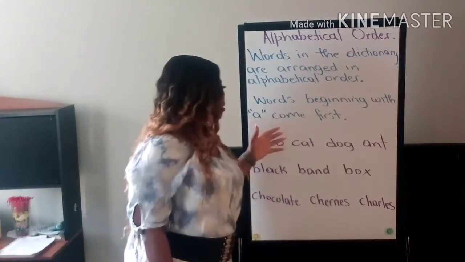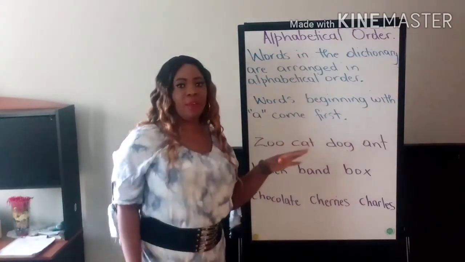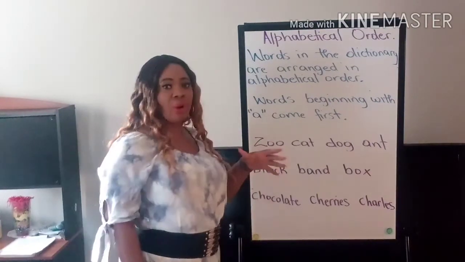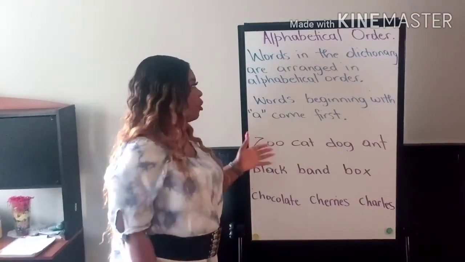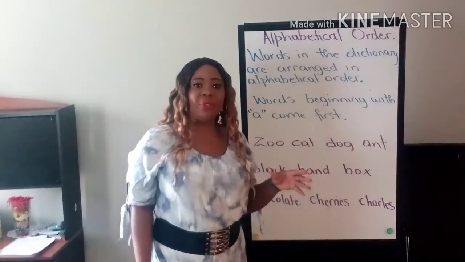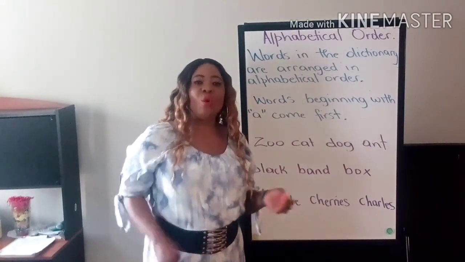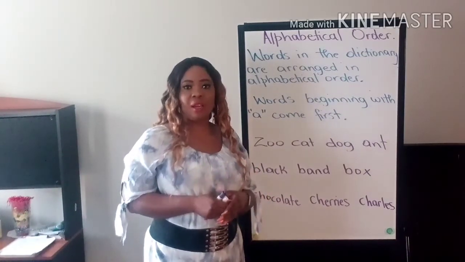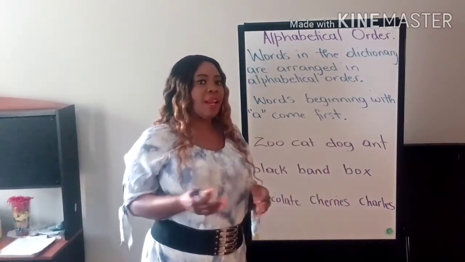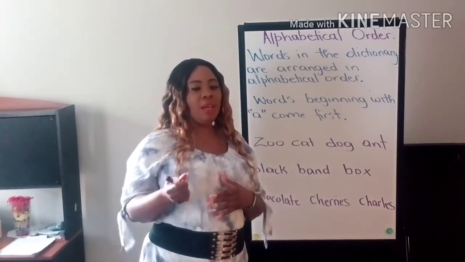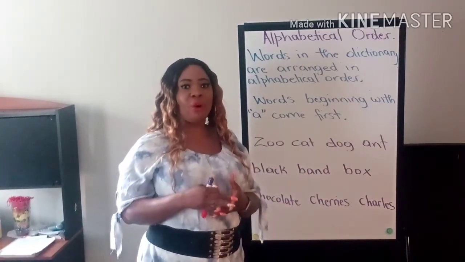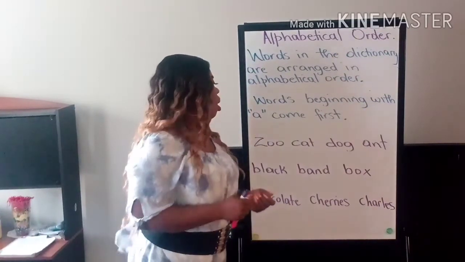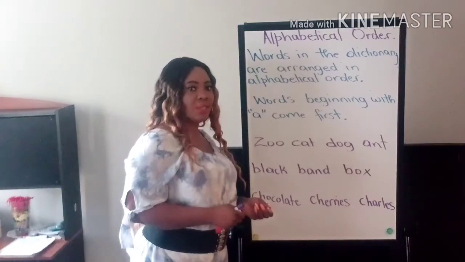So guys, look at this. Words beginning with A will come first in the dictionary. All right? So all the words beginning with A will come first. And of course, even the words that begin with A will be arranged specifically in alphabetical order. So those that are, let's say, AB, you will find them coming before AC. You see what I'm talking about? Beautiful.